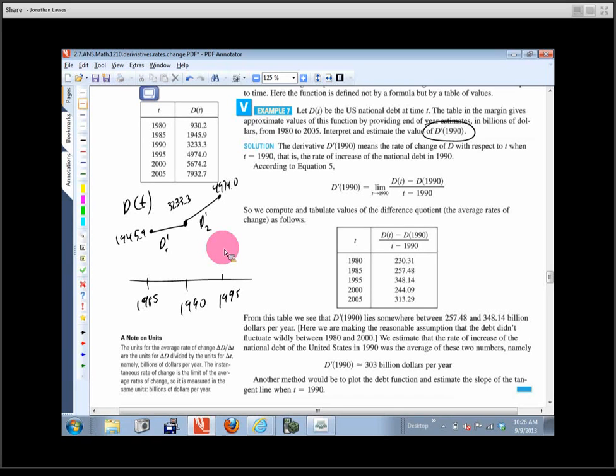Are both of those good estimates? Which one do you want to use? Or do you want to do something else? Probably ought to do something else. What else could we do? Sure, you could do another one. Okay. What's the problem with including another point like at the year 2000 if we're interested in 1990? 1990 and 2000, they're pretty far away.